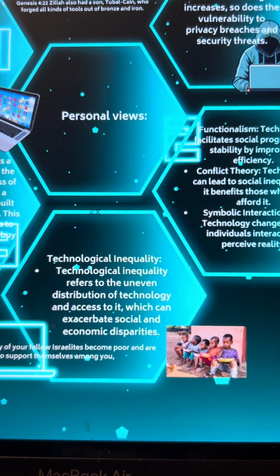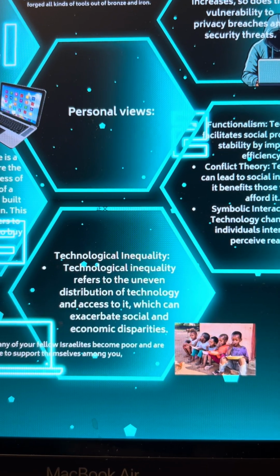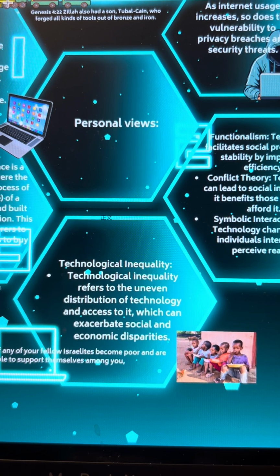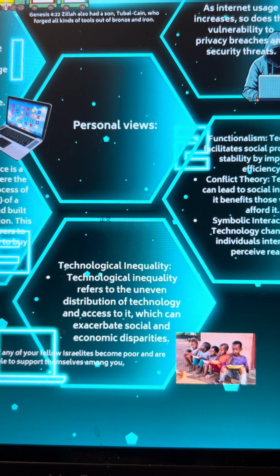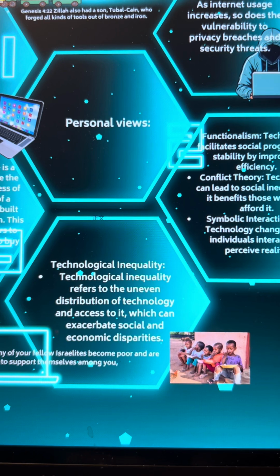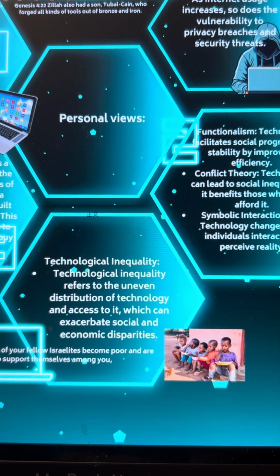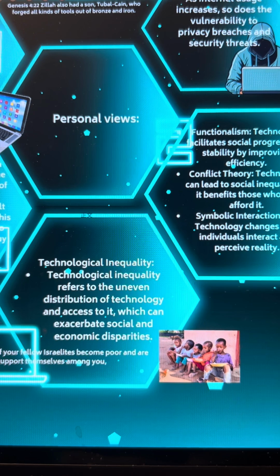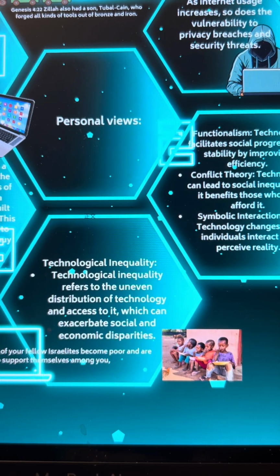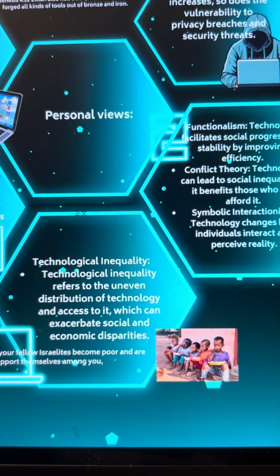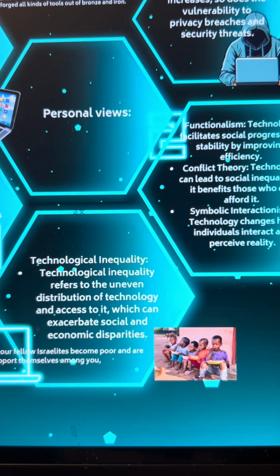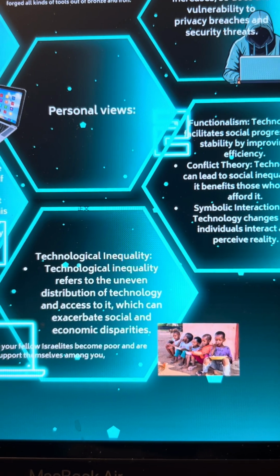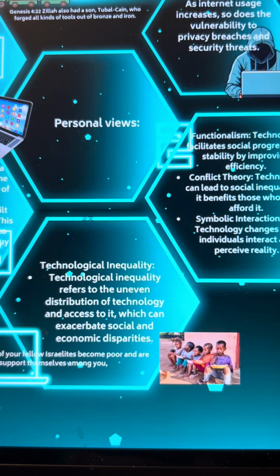And I think according to functionalism, technology has served as a tool for societal advancement, but it requires equitable distribution. And for the conflict theorists, technology is a means of maintaining and deepening existing class divisions, where rich people are getting more advanced technology, but poor people are being left over, and they don't know how to access those advanced technologies.